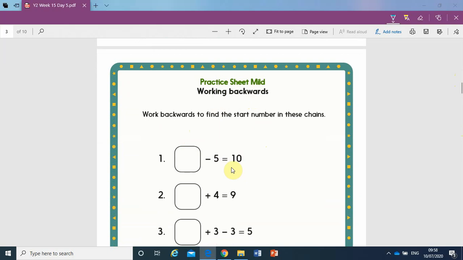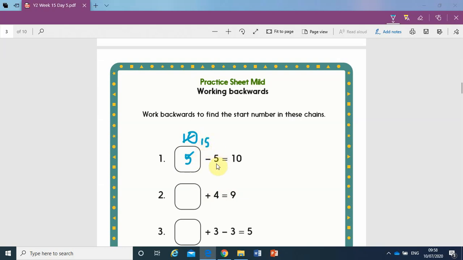Work backwards to find the starting number. So something, take away 5 is 10. Something, add 4 is 9. So you need to think about this. What number? Now it can't be 5, can it? 5 take 5 away would be 0. You might need to practice through like this. 10 take away 5 is 5, so it's not that. Let's try 15. Take away 5 is 10. So that was my answer, 15.